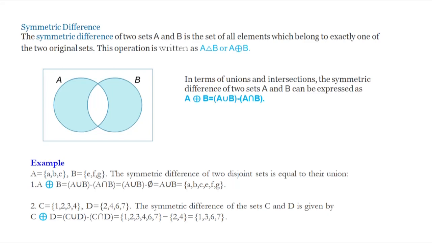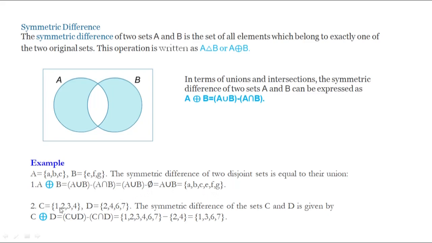So here the examples are like this: A is equal to {a, b, c}, B is equal to {e, f, g}. The symmetric difference of two disjoint sets is equal to their union. So it is just like A union B minus A intersection B. Is there any commonality? No common element is there. So since there is no common element, the intersection is null. So A union B is equal to {a, b, c, e, f, g}.